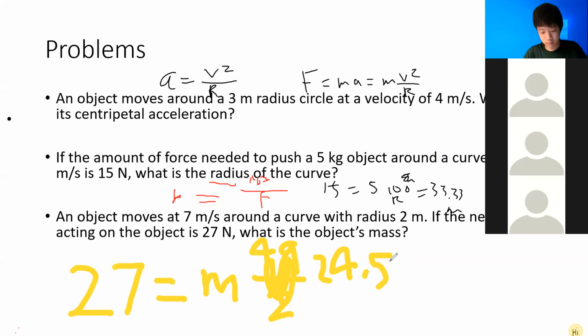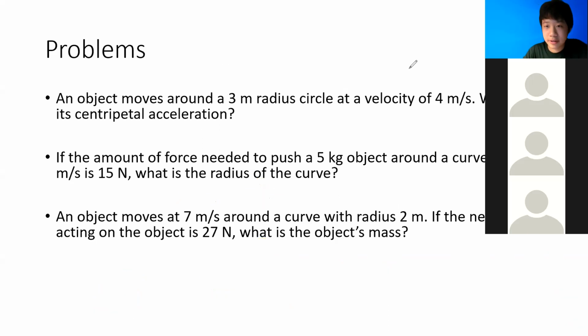And then the mass is basically 27 over 24.5, which is basically 54 over 49. If you were to use that in the calculator, that would be 1.1. Okay, nice job, you guys.